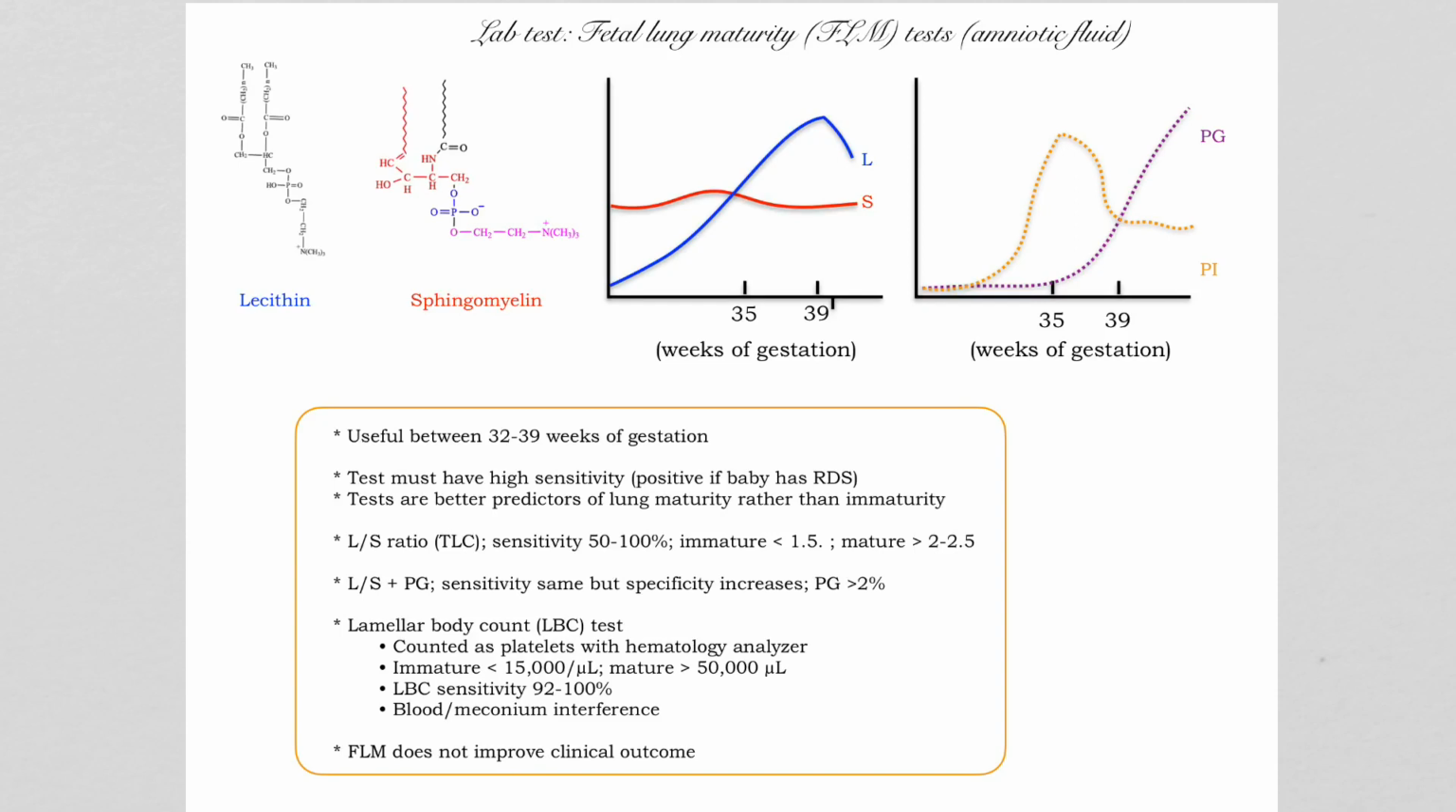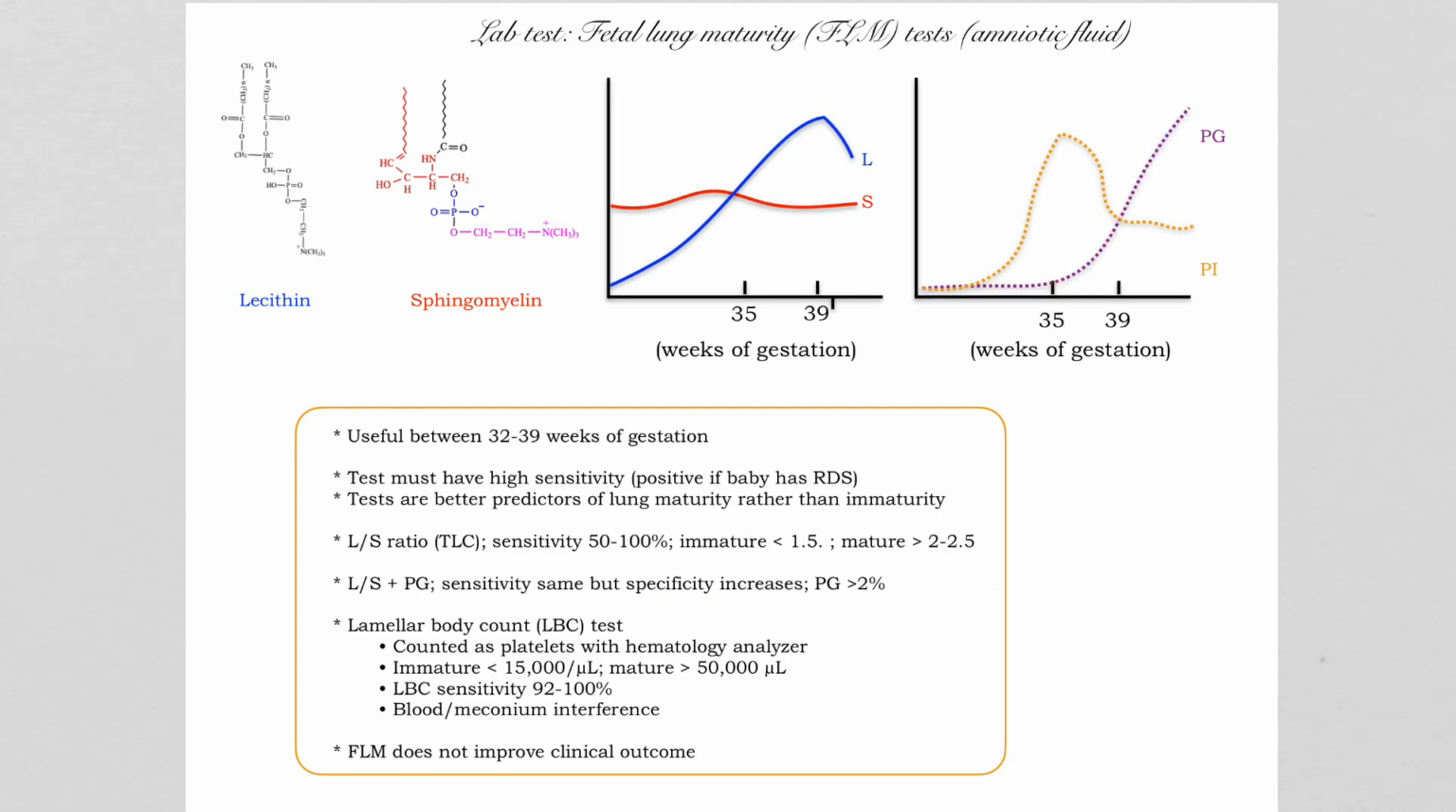To increase the specificity, some clinicians started adding phosphatidylglycerol, because you can see phosphatidylglycerol starts rising rapidly close to birth. So if the PG is greater than 2%, that helps the clinician appreciate that the lungs are matured. So LS plus PG is just a combination of lecithin-sphingomyelin ratio plus phosphatidylglycerol, which is also typically done with TLC.